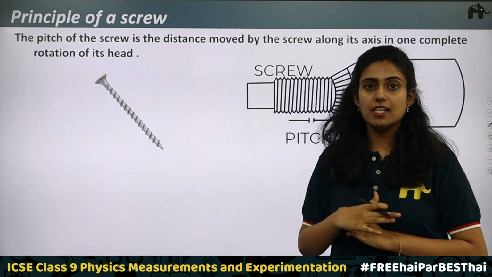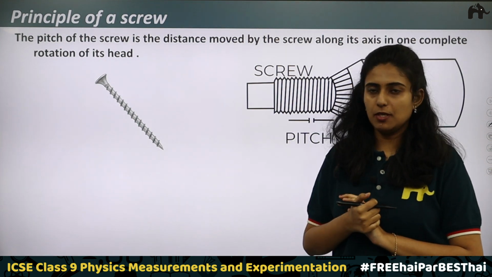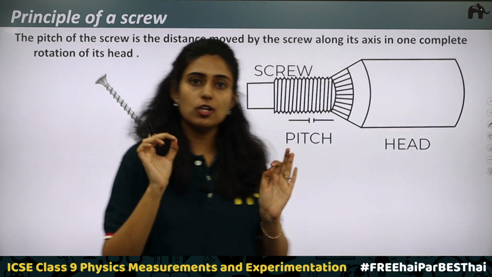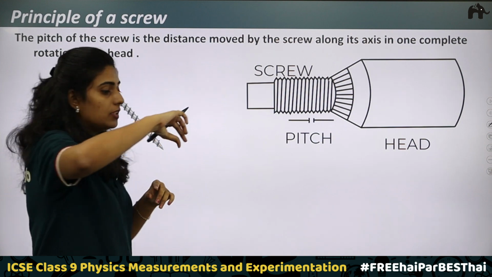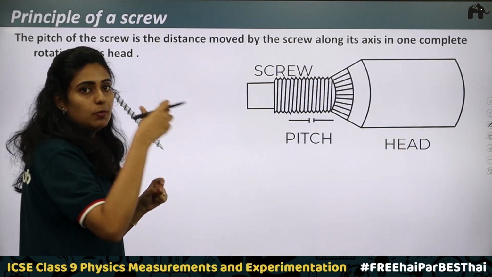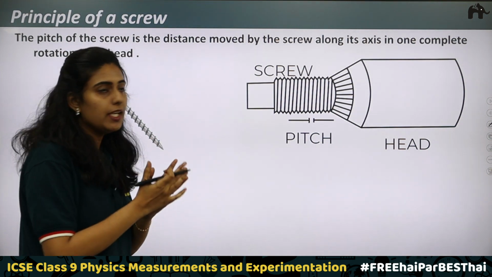Screw gauge is also a device that is used to measure lengths. Accurate lengths can be measured. So here first we need to understand the principle of a screw. All know what a screw is. This is how a screw looks like. You can tighten and loosen the screw. That is, when you rotate it in the clockwise and anti-clockwise directions, it will be moving inside and outside. We know this, right? That is forward and backward, it will be moving.